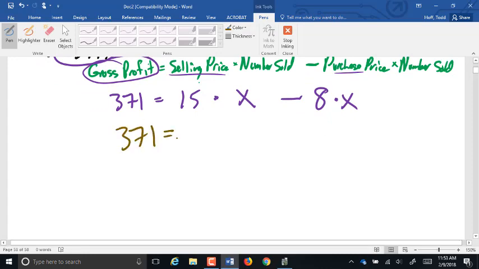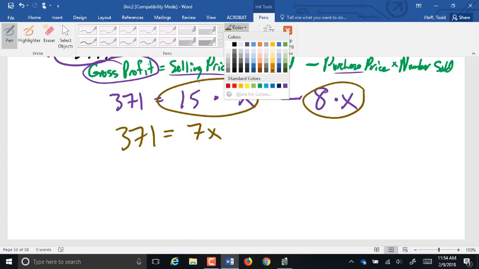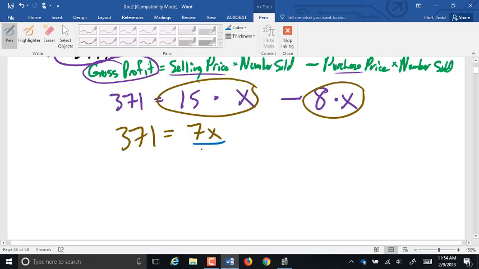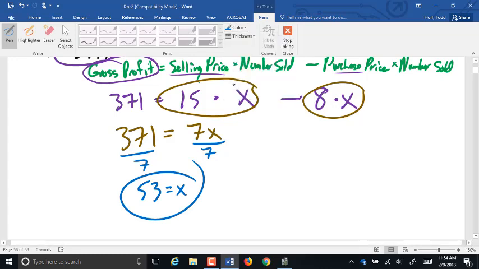Now remember our steps. We can simplify or combine on each side of the equation. Well, we have 15x minus 8x on the right side. 15 minus 8 is 7. So that's 7x. And now we go ahead and solve. X is multiplied by 7, so we will divide by 7. Gives us 53.